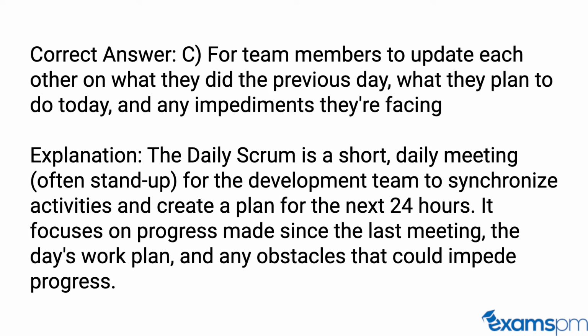Correct answer: C. For team members to update each other on what they did the previous day, what they plan to do today, and any impediments they're facing. Explanation: the daily scrum is a short, daily meeting, often stand-up, for the development team to synchronize activities and create a plan for the next 24 hours. It focuses on progress made since the last meeting, the day's work plan, and any obstacles that could impede progress.